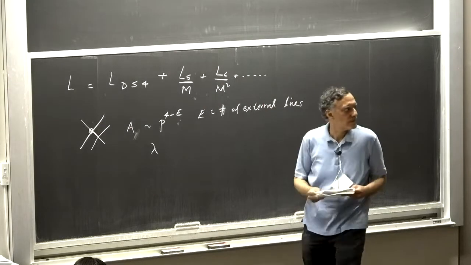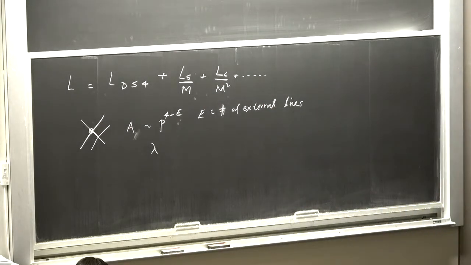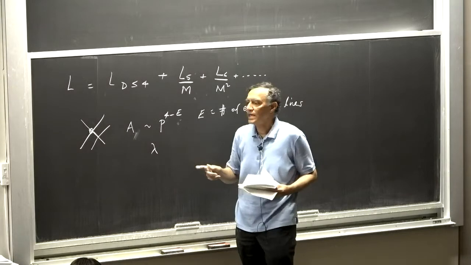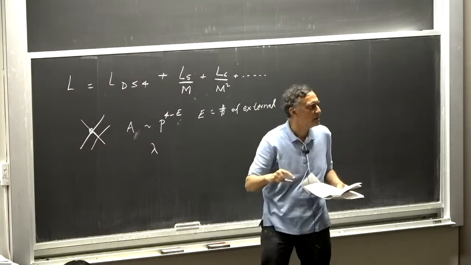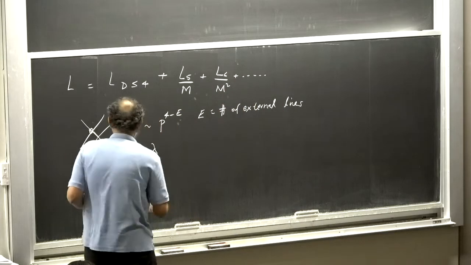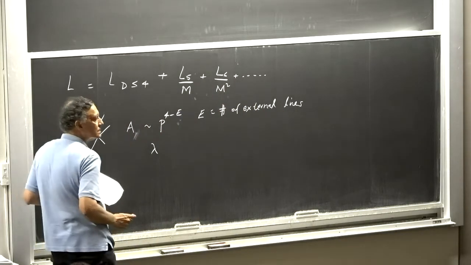Is this only true for scalars and gauge bosons? It's also true, you mean this 4 minus E? Yeah. It's also true for fermions if you include the spinor on the external line, because the spinor u has a square root of energy in it. Okay, I see.